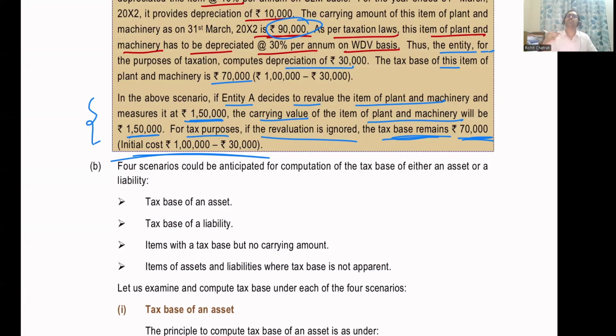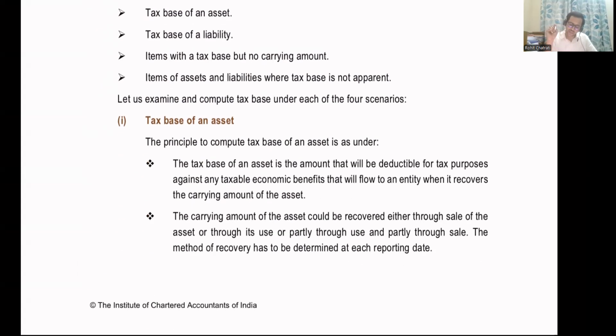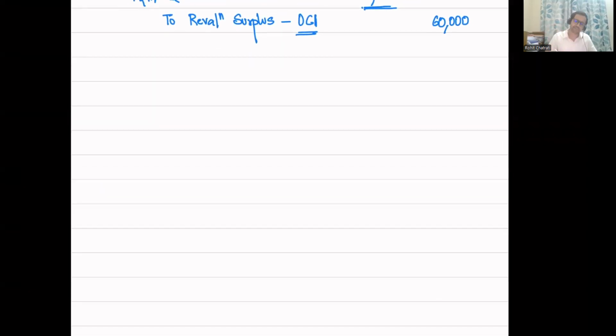You cannot increase the value of the asset in your tax books and claim a higher depreciation based on revaluation. Depreciation for tax purposes is purely on the basis of cost alone. Let us actually calculate the deferred tax, although the question obviously did not require you to. Let us calculate the deferred tax after revaluation.